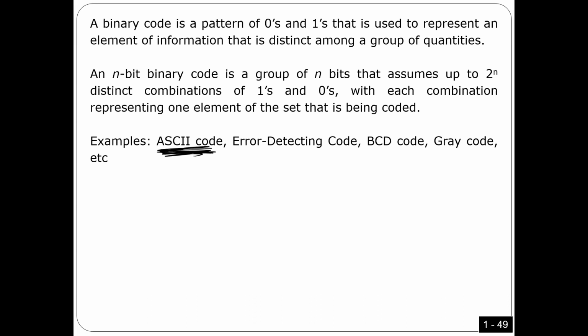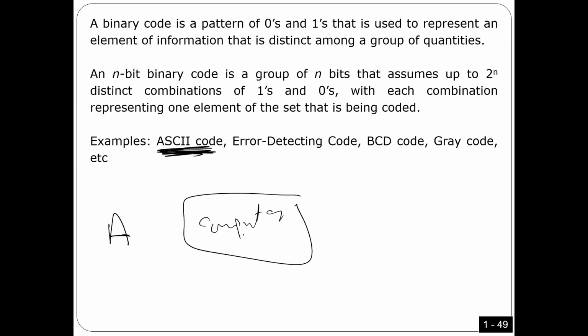Any digital system can only use binary numbers. Hard disk, memory, everything is ones and zeros. So now we have a problem. For example, if I have a letter A, and this is the computer, it can only understand ones and zeros.